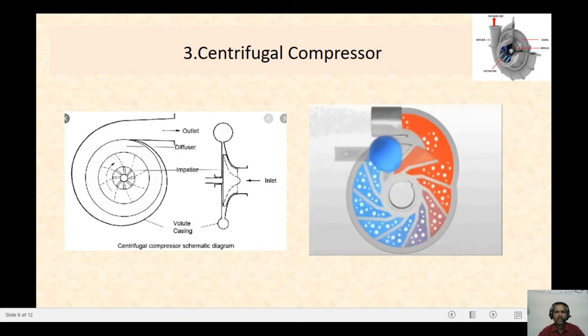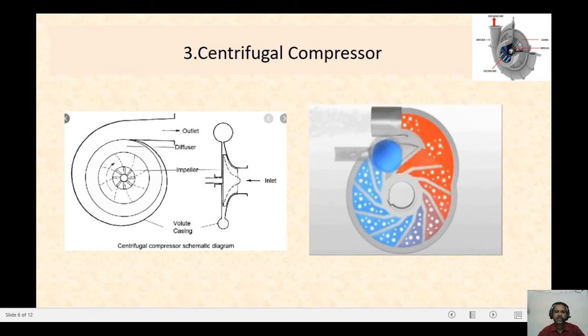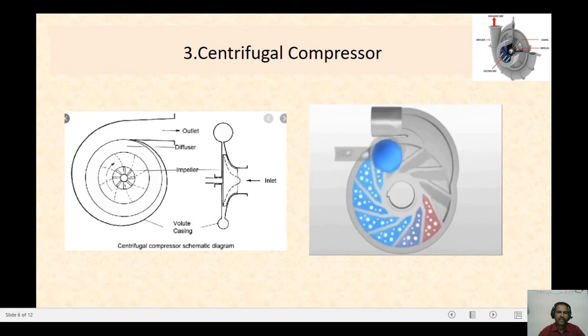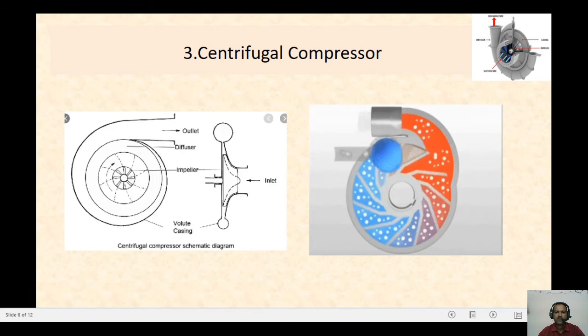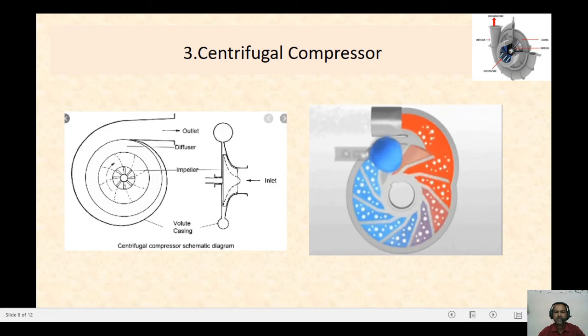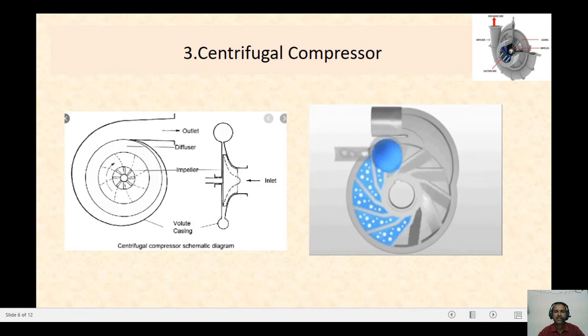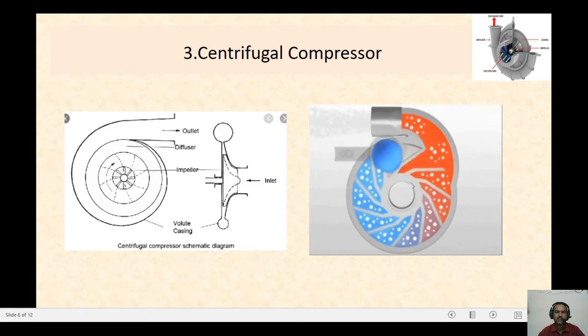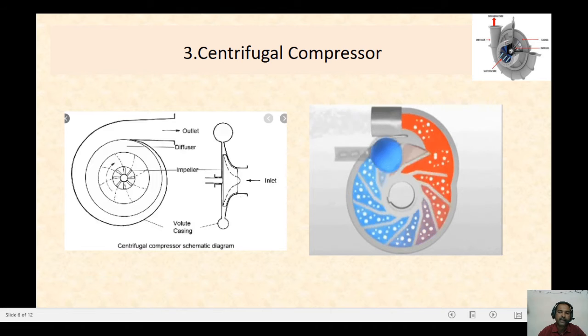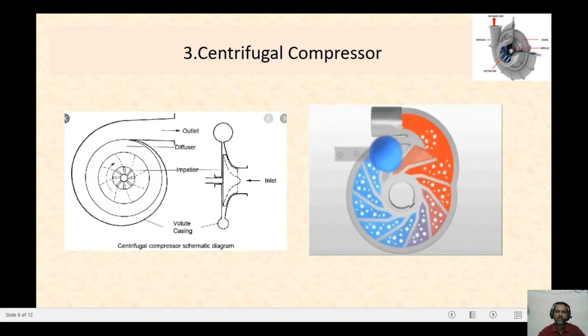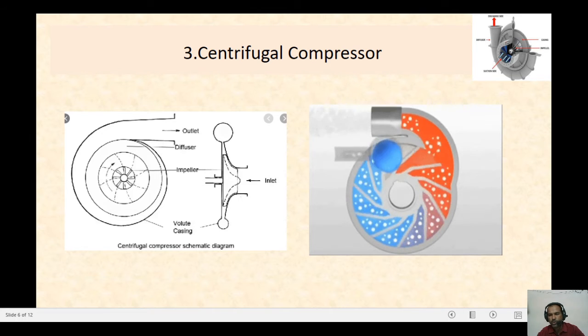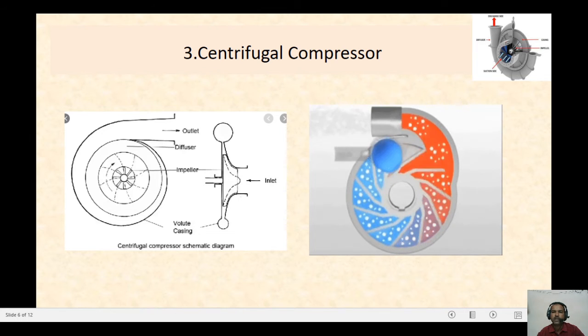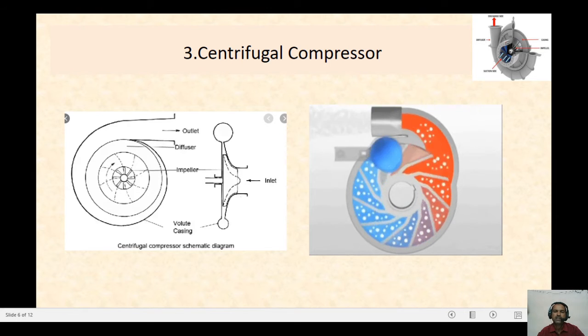So what do you mean by centrifugal? The centrifugal compressor is also called a radial compressor because the air is compressed radially. So both names are used: the centrifugal compressor is also known as the radial compressor. And this centrifugal compressor is used to convert mechanical energy into pressure energy through centrifugal action. The air flows radially, which is why it is called a centrifugal compressor.